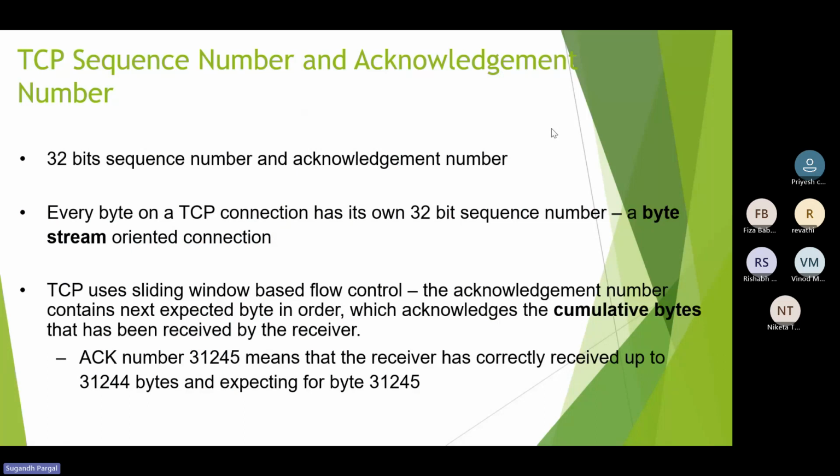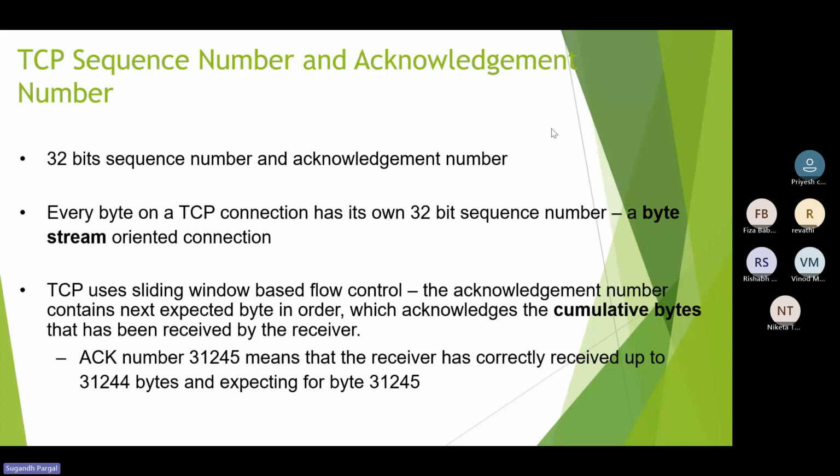So 32 bits sequence number and 32 bits acknowledgement number, as we have already seen. Every byte on a TCP connection has its own 32-bit sequence number, a byte stream oriented connection. TCP uses sliding window based flow control. The acknowledgement number contains the next expected byte in order.